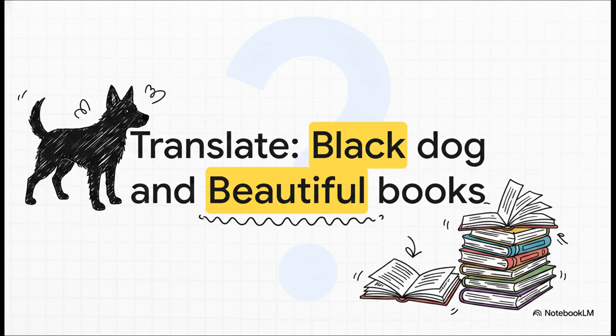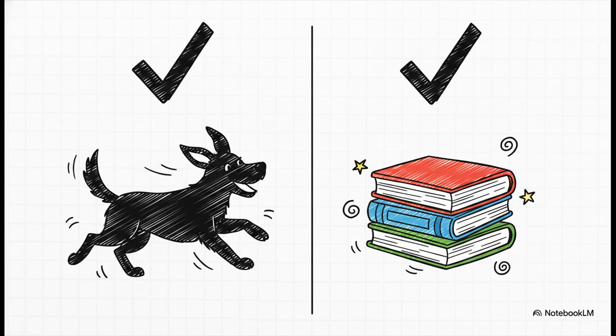Now it is your turn. Let's actively test what we've just covered with two new phrases, black dog and beautiful books. Think carefully about our rules here. Black is kala, an inflecting adjective. Dog is masculine singular. Then look at the second one. Beautiful is sundar, a non-inflecting adjective, and books are feminine plural. Take a few seconds to say the Hindi translations out loud right now. Let's see how you did.